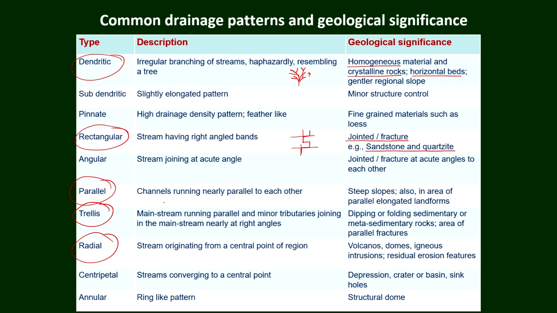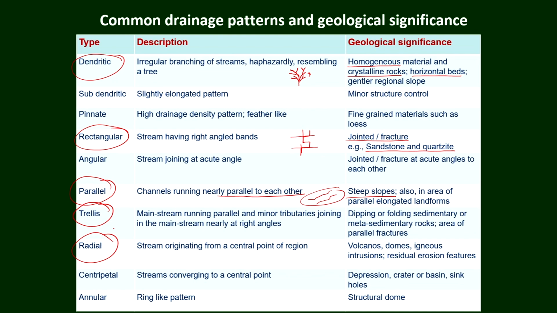Parallel: most of the channels will be parallel, and these are indicative of steep slope, in areas of parallel elongated landforms. So, something like this, and if they have a steep slope, you will see that the drainages are almost flowing in a parallel fashion.